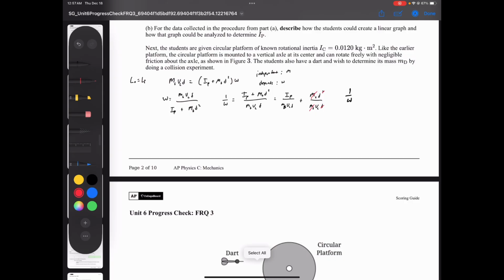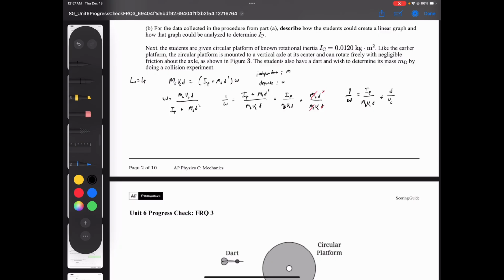Whoops, let me go back to my smaller pen. So 1 over omega is equal to the moment of inertia of the platform over the angular momentum of the ball plus d over the launch velocity. And these two terms are constant.